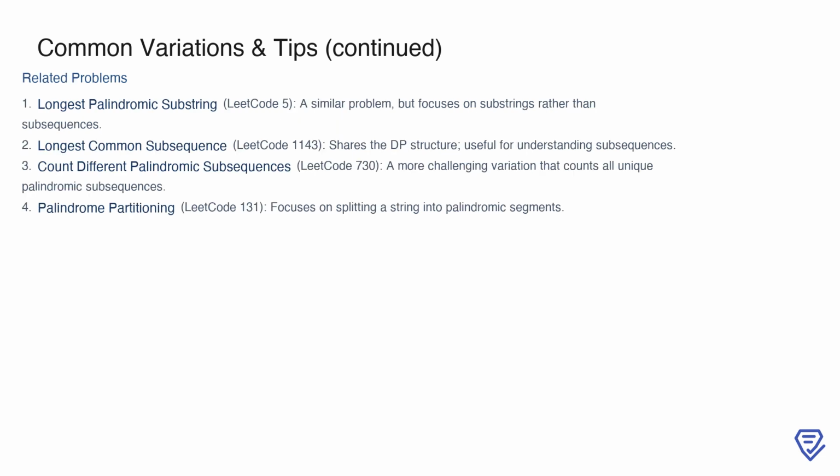This problem is closely related to several others that can deepen your understanding of palindromes and dynamic programming. For instance, the longest palindromic substring problem focuses on substrings rather than subsequences and is a great way to practice working with contiguous parts of a string. The longest common subsequence problem is another related challenge that shares a similar dynamic programming structure, making it highly useful for grasping subsequence-related techniques. For those looking to tackle more advanced variations, the count different palindromic subsequences problem involves identifying and counting all unique palindromic subsequences, which is significantly more complex.